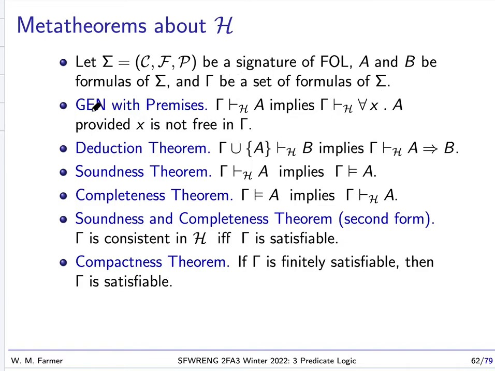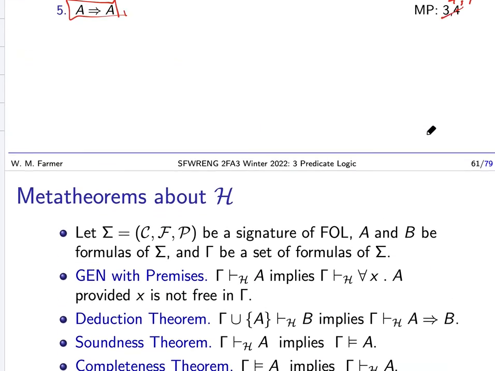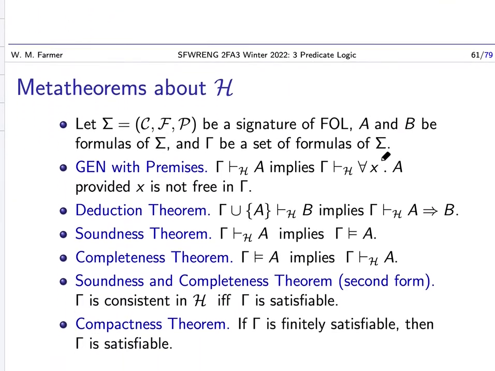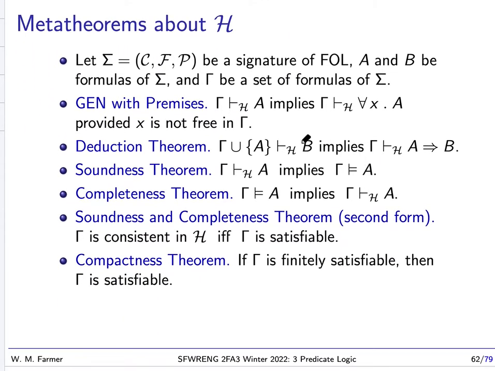Well, there's generalization with premises. The rule that we have up here, that we can infer for all x of A from A, doesn't actually hold as stated if we have premises. So we need a slightly different rule: if A is provable from gamma in H, then we can infer for all x A from gamma in H if x is not free in gamma. So we have this side condition that has to be checked.